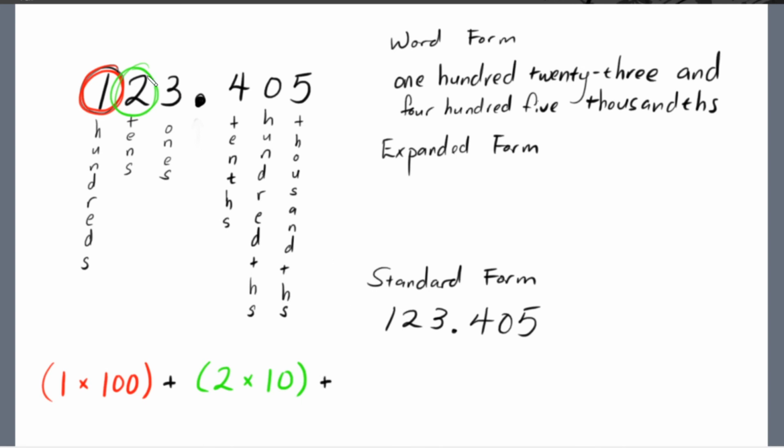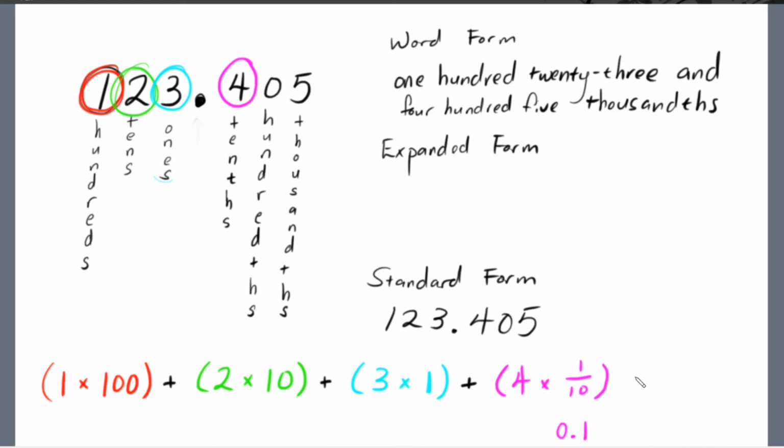Plus the next digit is going to be 3. So 3 times its place value, which is ones. So 3 times 1. Followed by the next digit, which is going to be 4. And then multiply that by its place value, which is tenths. So we can write tenths as 1/10, or you can write it as 0.1, which is the same thing as 1/10.